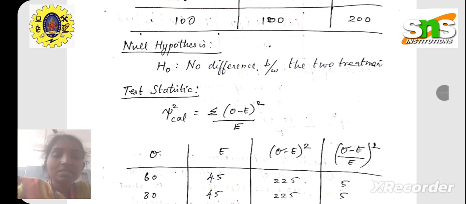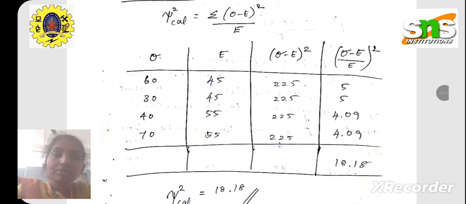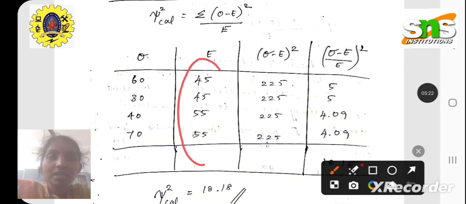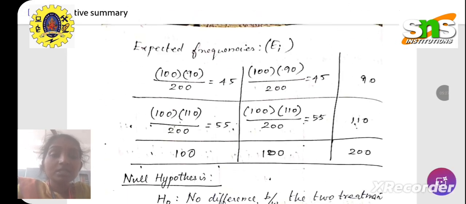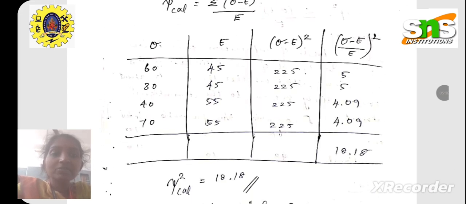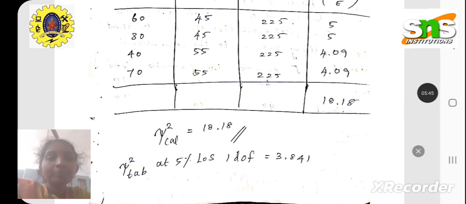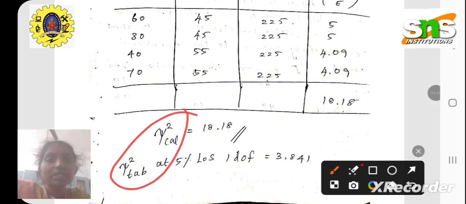The test statistic is the chi-square calculated. Here we take all the expected frequencies from this table, so the expected frequencies are different values for each of the terms. But in the previous case, all the expected frequencies were the same. Now we can calculate the chi-square calculated value, which is 18.18, and the tabulated value is found to be 3.841. Comparing the two, the calculated value is greater than the tabulated value.